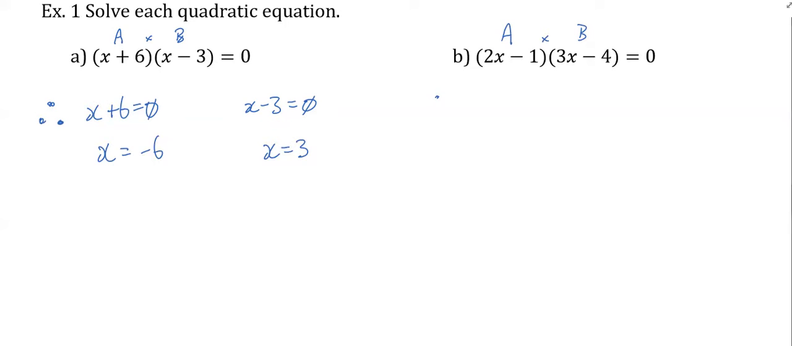These ones require two steps because they've got a number in front of the x. So for this one, I move the 1 over, and it becomes positive. Then I divide both sides by 2. Yes? Then this one, I move the 4 over, and it becomes positive. Then I divide both sides by 3. And so sometimes we get fraction answers.